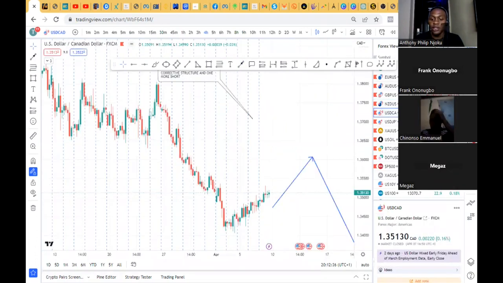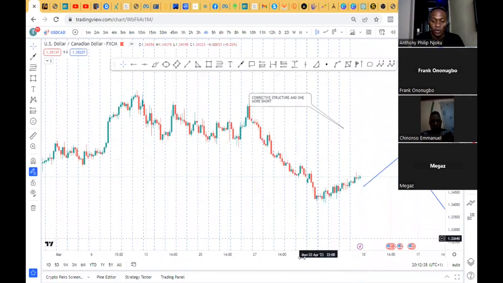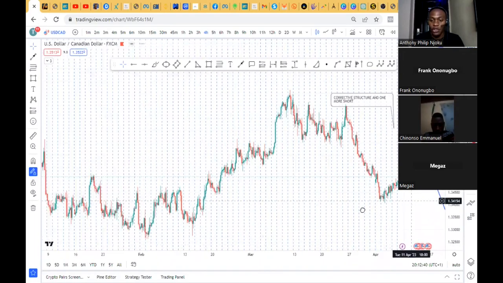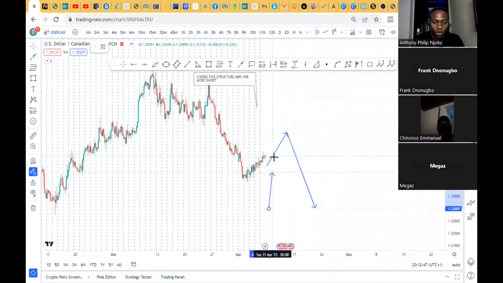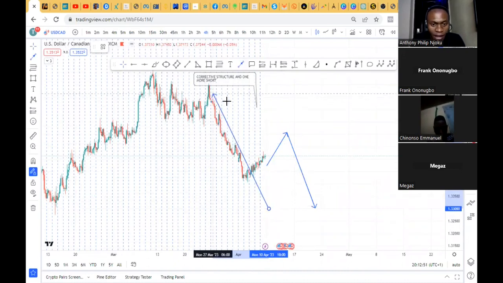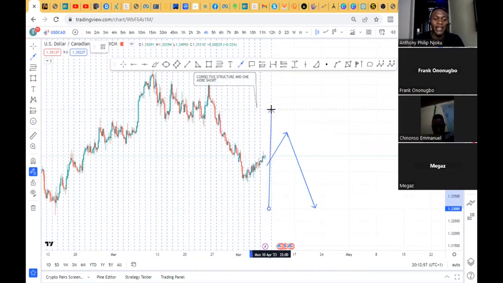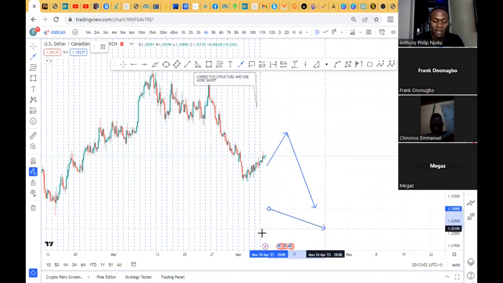Then USD/CAD. For USD/CAD, the same bias as DXY. I expect DXY to go up a bit. So a corrective structure and then one more push to the downside. So over here, I can see there is a high here, another high here. So I'm looking for the current H4 validation point to the upside, a bearish validation point to the upside, which will hold USD/CAD from pushing more up and then start pushing down.